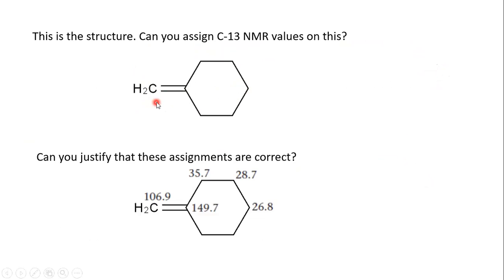You can see that it has this methylene carbon, which is very downfield. Here, this is the double bond, this is the quaternary carbon, and this is how you can see the other CH2s. Can you justify that these assignments are correct? I have done these assignments for you, and I want you to justify them. That is, have I assigned these values to these carbons correctly or not?